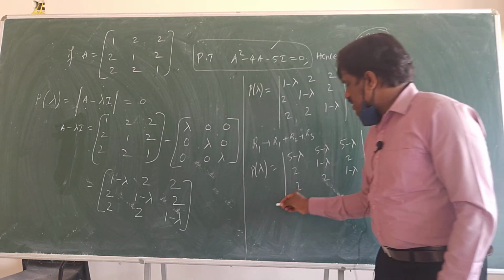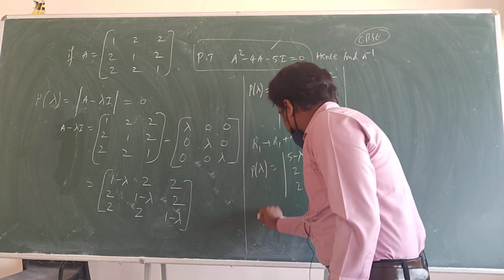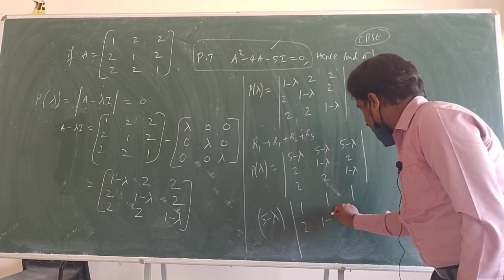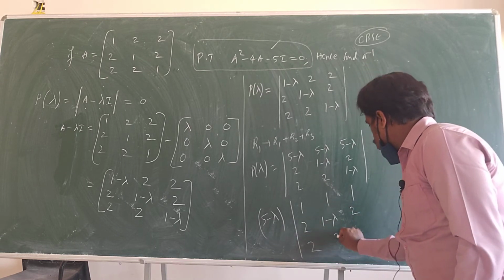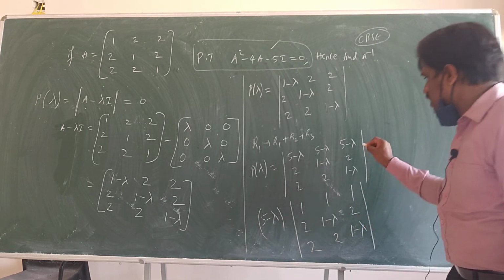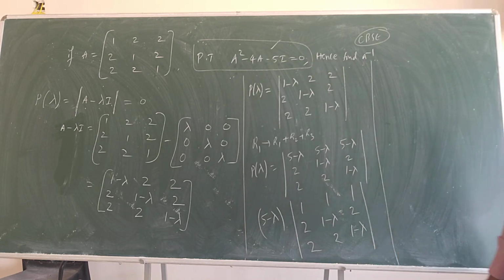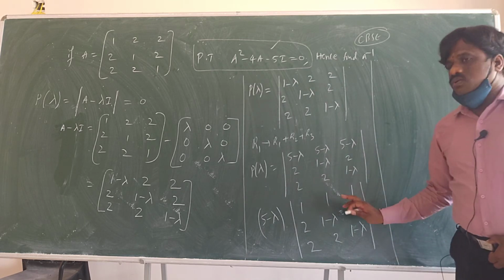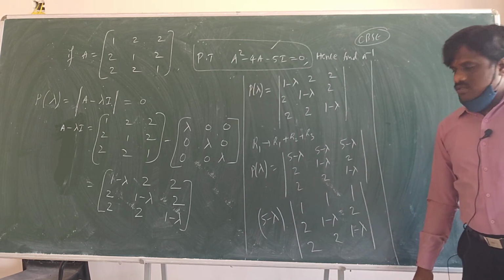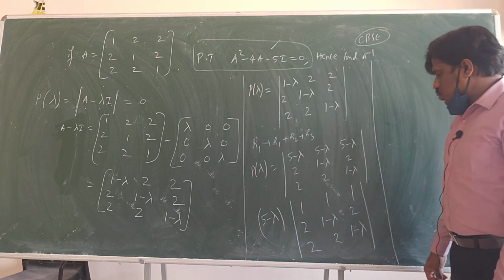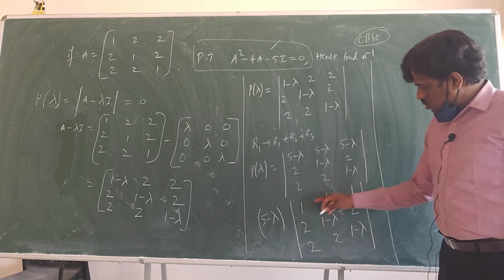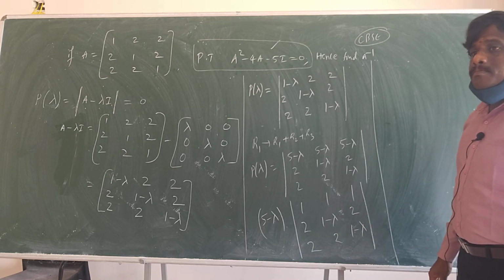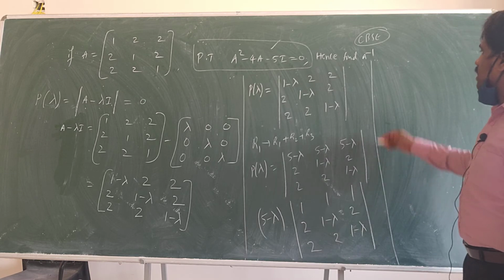Okay, so 5 minus lambda I will take common. So what do I get here? 1, 1, 1, then 2, 1 minus lambda, 2, and 2, 2, 1 minus lambda. Okay, fine. Now, if I want to open the determinant, 2 zeros are required to make it simpler. So which two do you want to make zeros? These two or these two? C2, C3 you want. Okay.